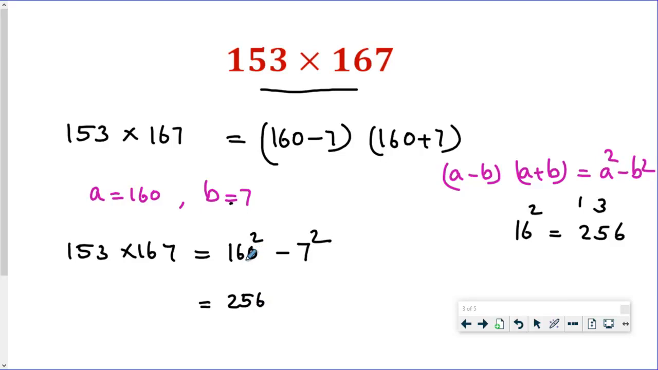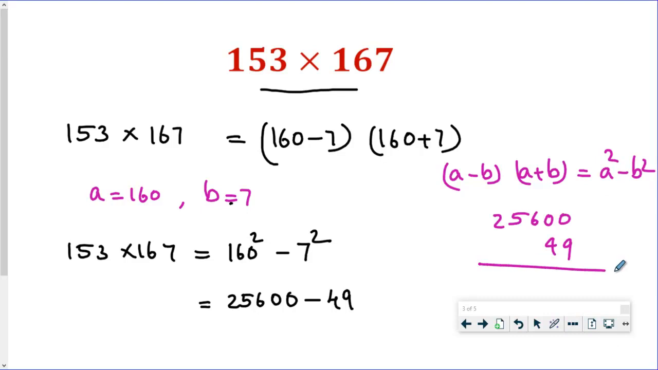Then here we want to take 160 square. Here there is a 0, so in our answer you have to add 2 zeros. Now minus 49. Now we have to subtract this one.